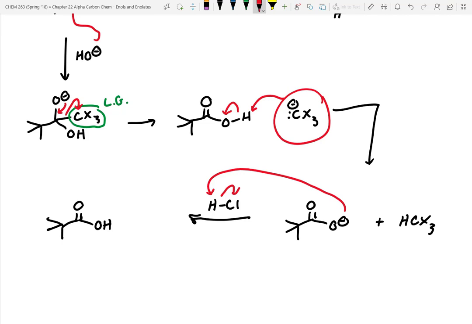You don't even have a chance to isolate your carboxylic acid because acid-base chemistry is the fastest chemistry there is, at least that we're aware of. Did we use HCl then? We used HCl for the second step of that reaction.